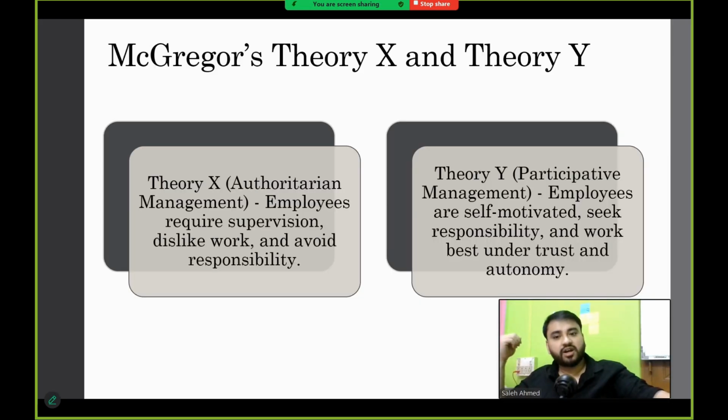Then we have something called McGregor's Theory X and Theory Y. Theory X is nothing but the authoritarian management, and Theory Y is nothing but the participative management. In authoritarian management, employees require supervision, they lack motivation, they dislike their work, and they avoid responsibility. In participative management, employees are self-motivated, they seek responsibility, and they work best under trust and autonomy.